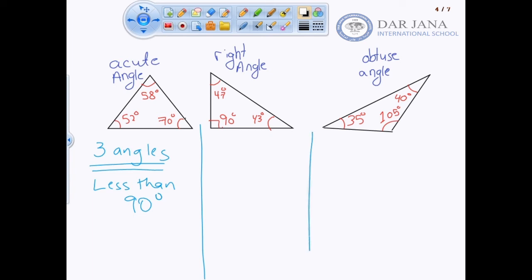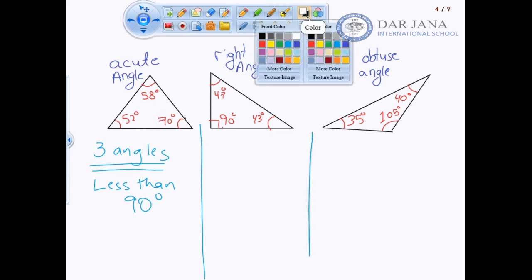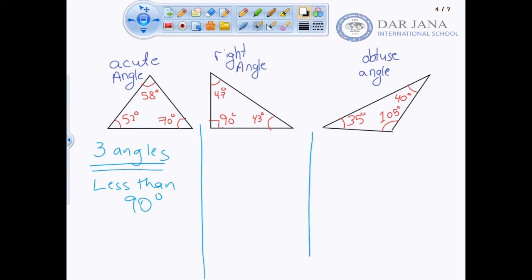Here I'm going to come to this one. Let me change colors. Let me try orange now. In a right triangle, one of the angles, there you go, that's it. One of the angles is 90 degrees. So remember that anytime you see a triangle where one of the angles is 90 degrees, you know it's a right angle triangle.